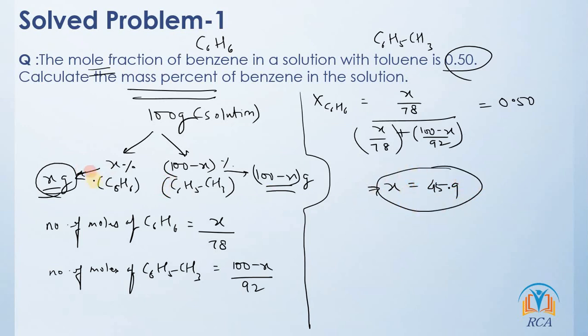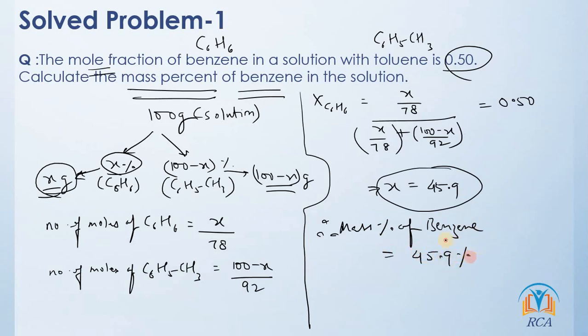But what was X actually equal to? I have assumed it as the mass percentage of benzene, which was supposed to be found out, right? Therefore, the mass percentage of benzene comes out to be 45.9% in this particular solution.